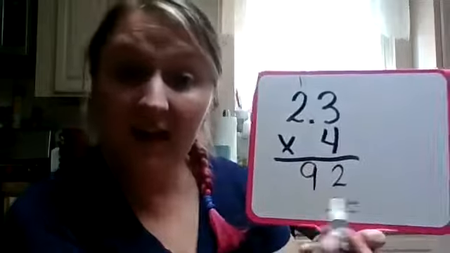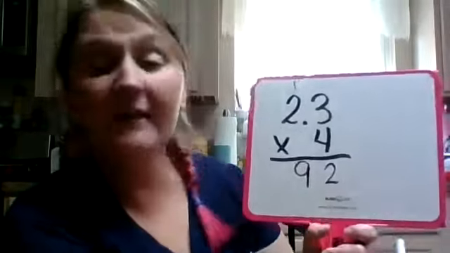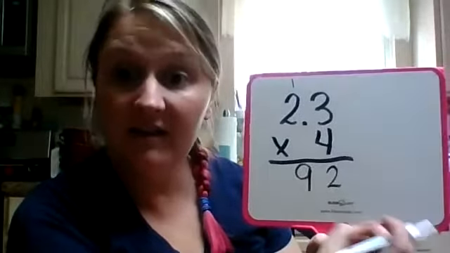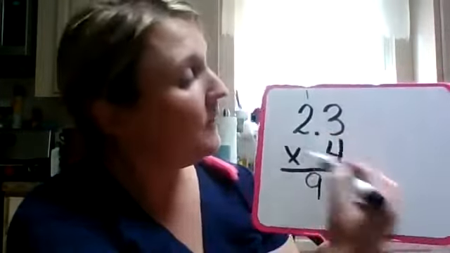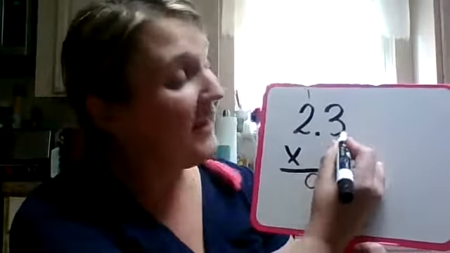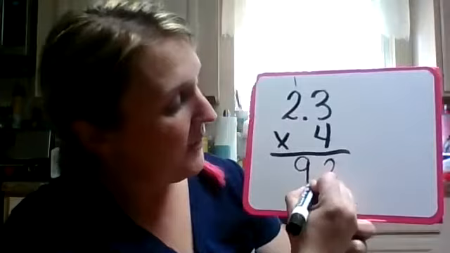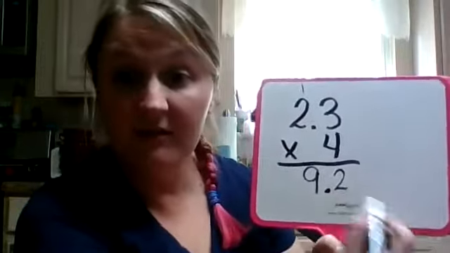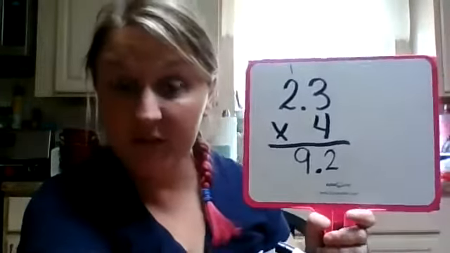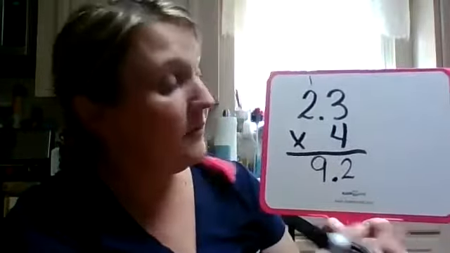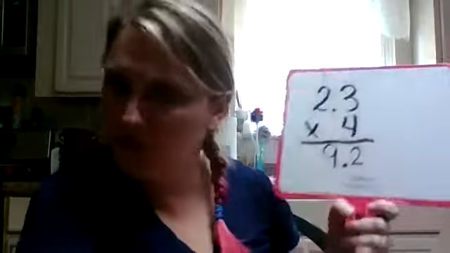After I have my answer, then I have to see how many digits are to the right of the decimal point in my problem. When I look back up here, I only have 1 digit that is to the right of my decimal point. That means I only need 1 digit to the right of my decimal point in my answer. So 2.3 times 4 equals 9.2. We'll do a few more.